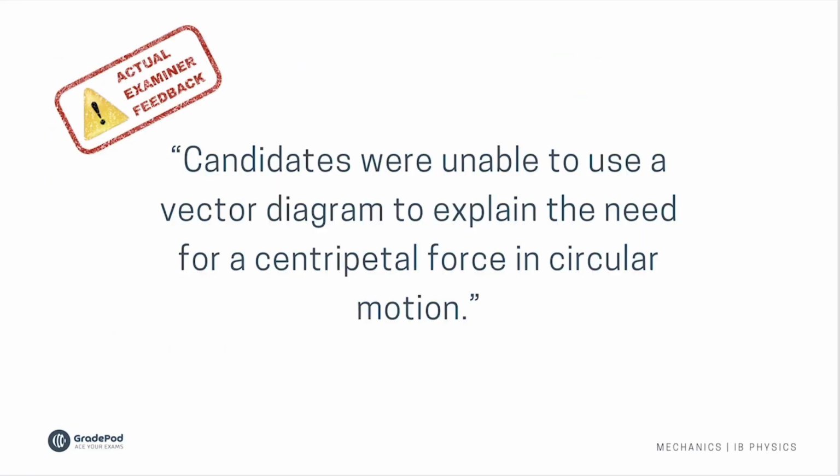vector subtraction. And feedback from the examiners in past have said candidates were unable to use a vector diagram to explain the need for a centripetal force in circular motion. Well, where's force coming into it? We've only really been talking about velocity and acceleration. Do you remember that if there's an acceleration, there must be a force applied to it? So if there's an acceleration towards the centre of the circle, there must be a force directed towards the centre of the circle. And that force is called centripetal force.